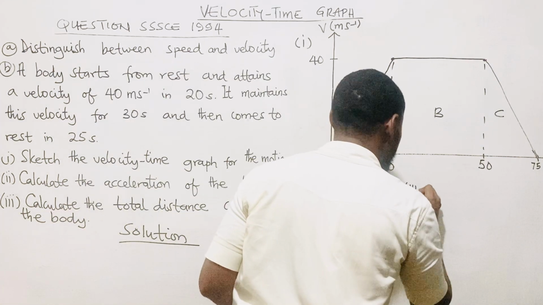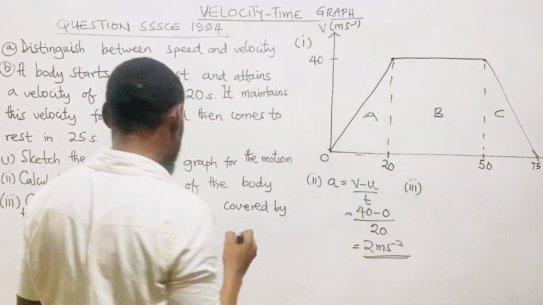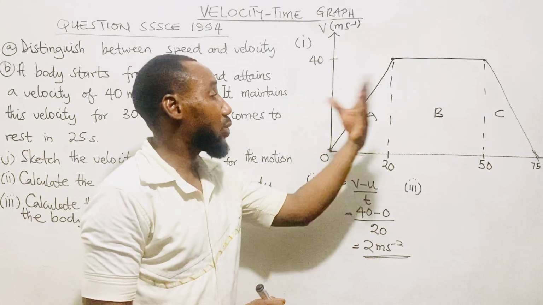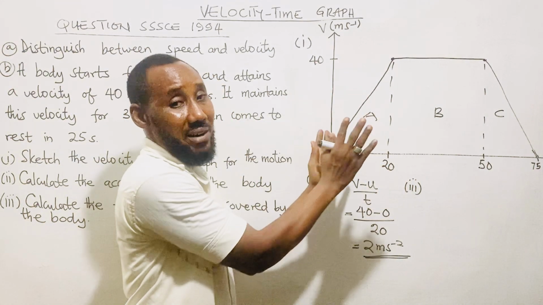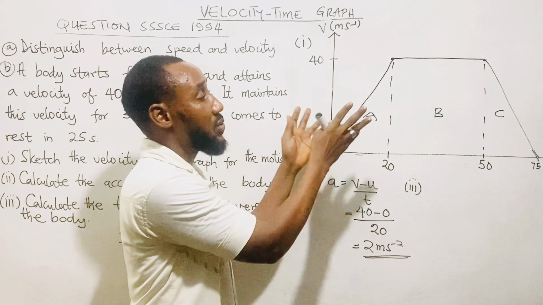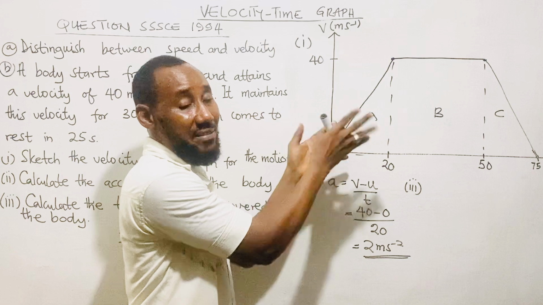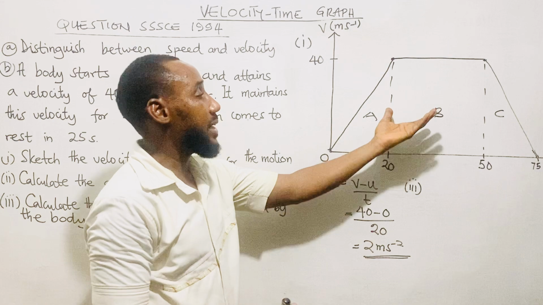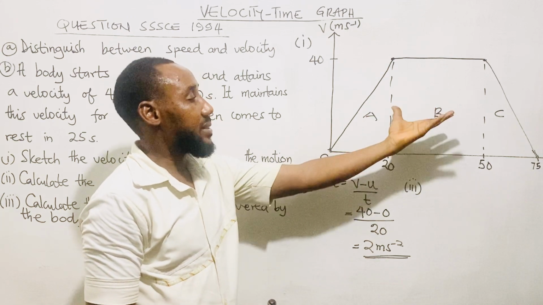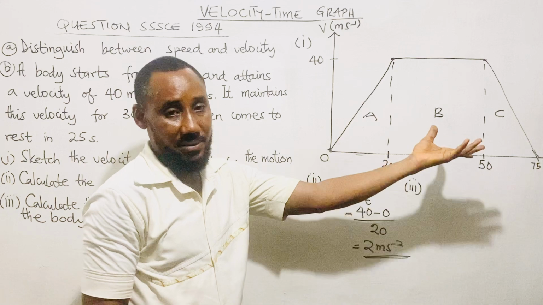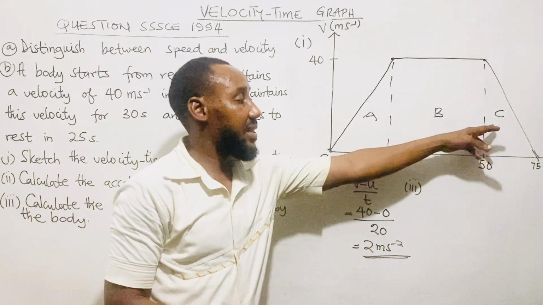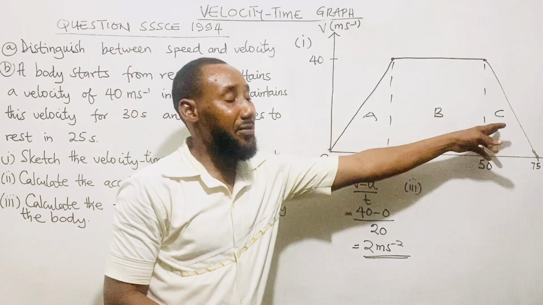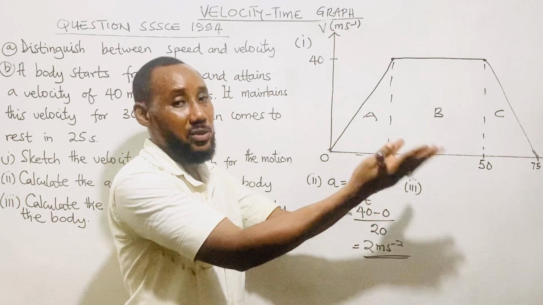Then my third part, I have to find the total distance covered by the body. For a velocity time graph, the total distance covered by the body is the area under the graph. So our task is to find the total area under the graph. If we look at the graph, we can see it's in 3 sections, A, B, and C. This is a triangle, this is a rectangle, this is another triangle. So we can calculate the area of each, add together, and we'll get the total area, and that will be the total distance.